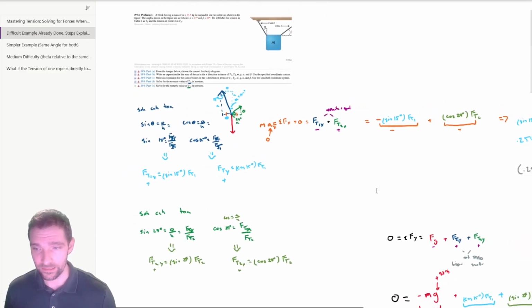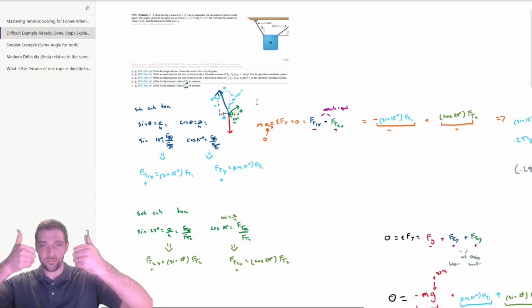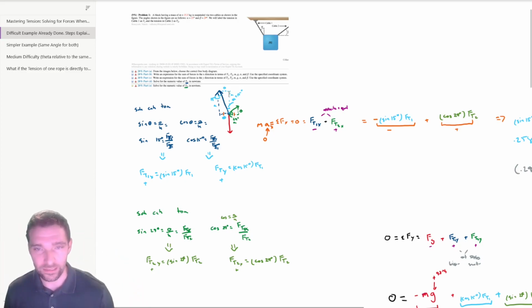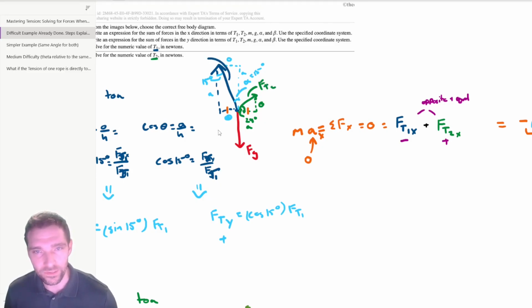Likewise, we know that those two tensions are both pulling up, but gravity is pulling down. So I've got the force of gravity drawn in right here, and this right here is the force of tension 2, and this is the force of tension 1.